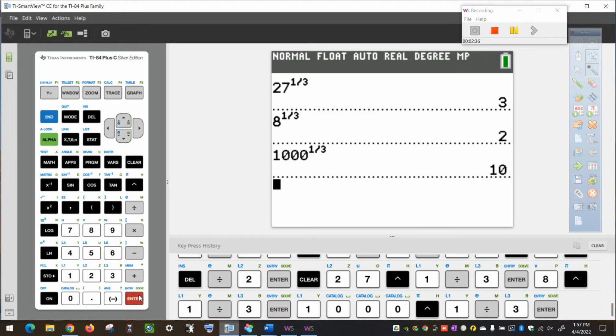So what do you think is happening here when we raise it up to the 1/3? What's going on? It's just doing a cubed root instead of a square root. And so if we take a look at the posters, and we look at the poster of all the cubed numbers, we can see, well, 3 cubed is 27, 2 cubed is 8, 10 cubed is 1,000. So when we're raising it up to the 1/3, it's really asking what number cubed would have equaled that result.